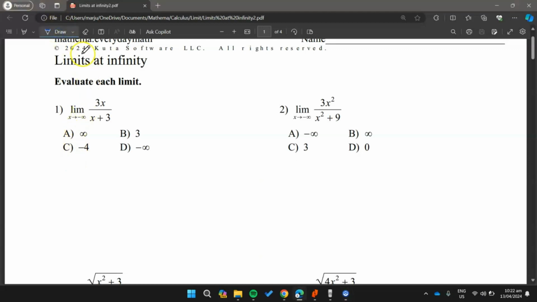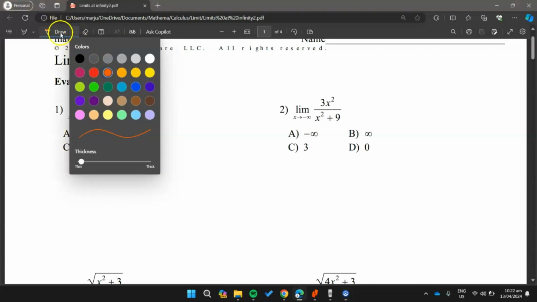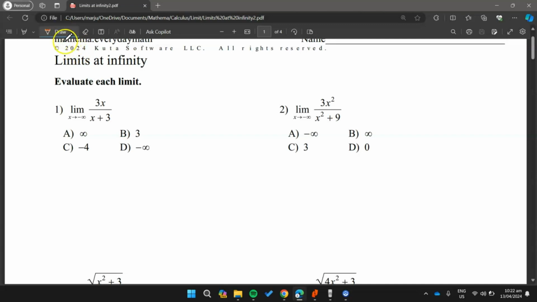So let's do limits at infinity. When you are asked to evaluate limits at infinity, all you have to do is determine whether the function is equally heavy, top heavy, or bottom heavy. Alright, so what will happen if our equation is equally heavy, top heavy, or bottom heavy?